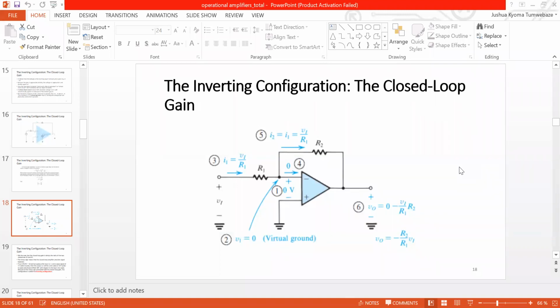So you should have come up with equation 6. Of course, you have to take Ohm's law into consideration, in other words, the direction of current flow. It flows from the inverting input terminal to the output. So when you're writing your equation, you should keep that in mind.